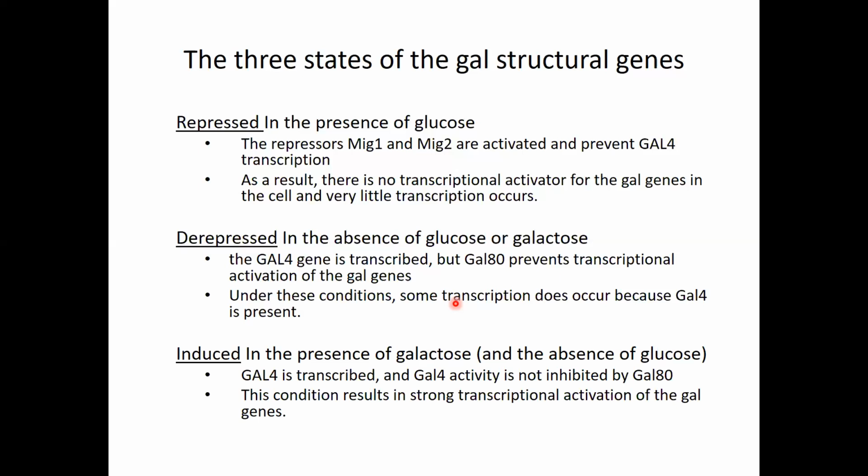So essentially, remember GAL4, it loves to be transcribed, especially when you have galactose. And when galactose comes in, GAL4 is not inhibited whatsoever. It results in a very strong transcriptional activation of these GAL genes, okay?